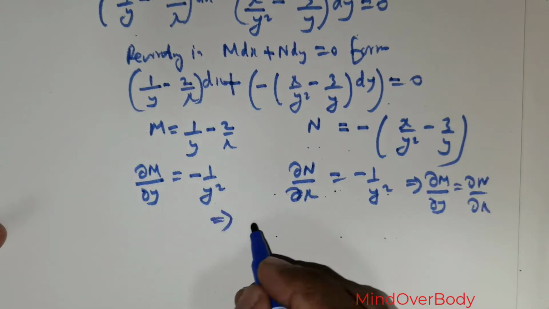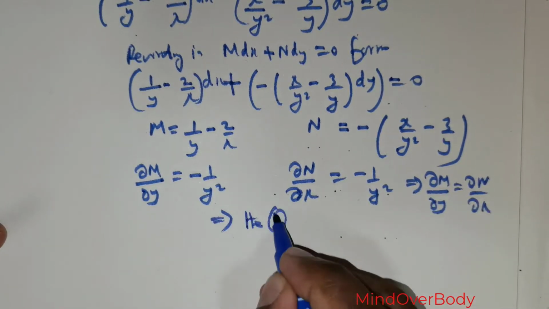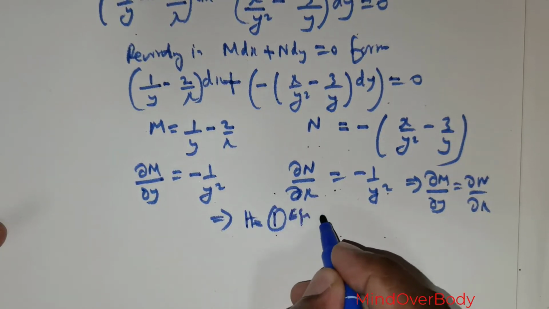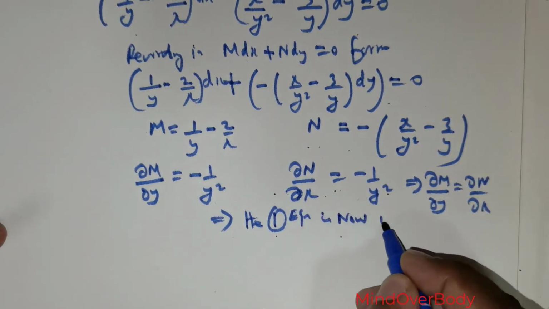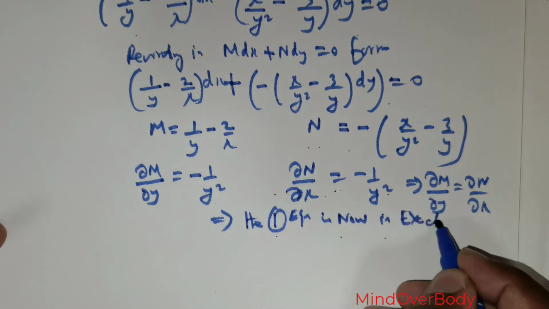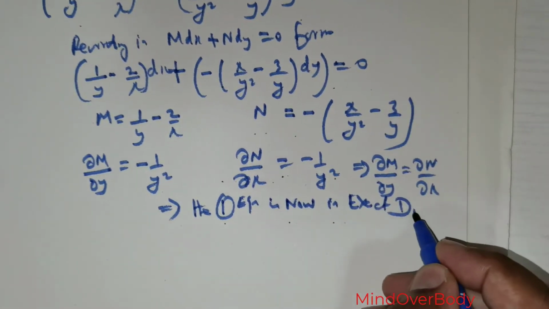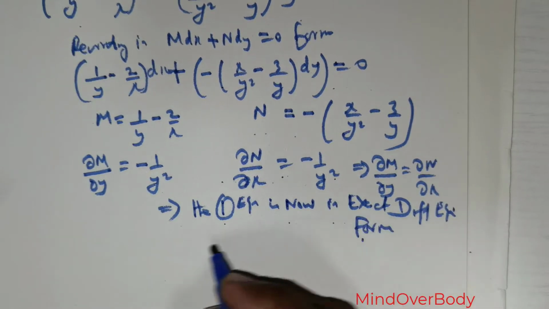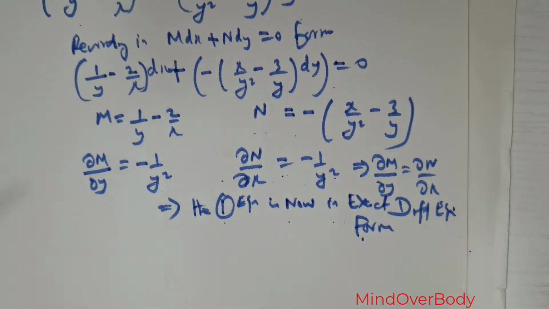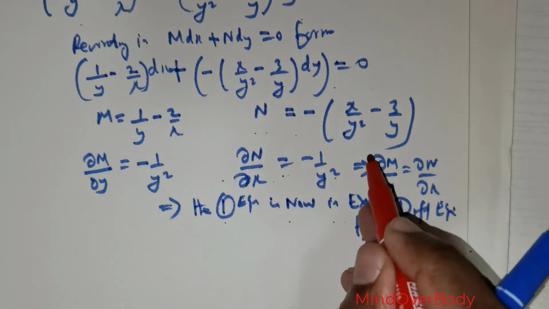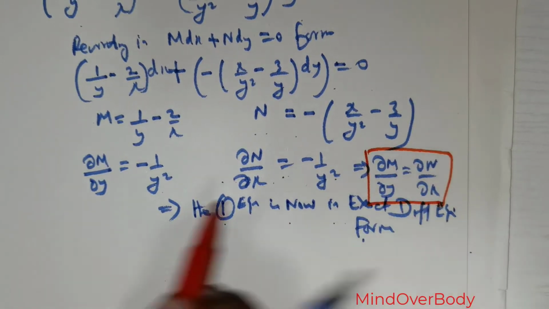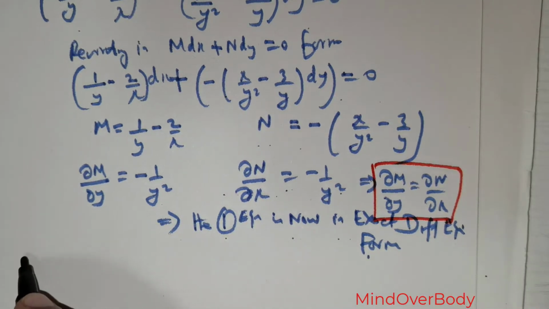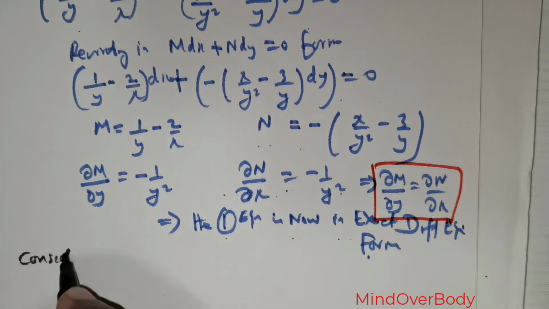So this implies the partial of M with respect to y is equal to the partial of N with respect to x, which means the equation is now in exact differential equation form. That is the understanding we have achieved here, all because of this condition being true. Having obtained this, now it's time for us to solve.